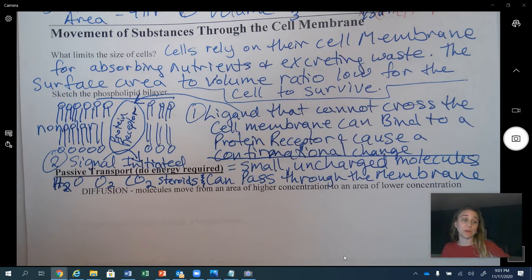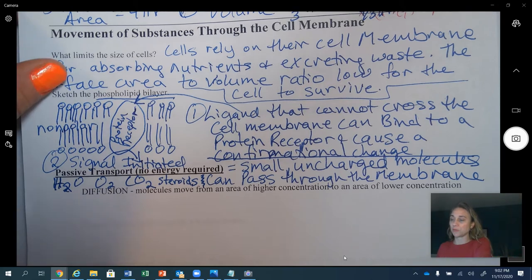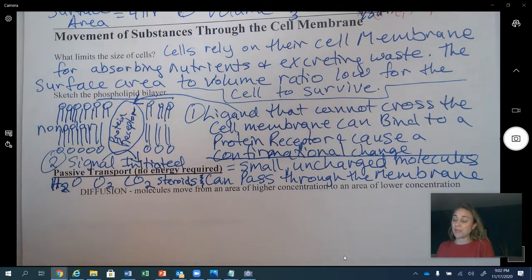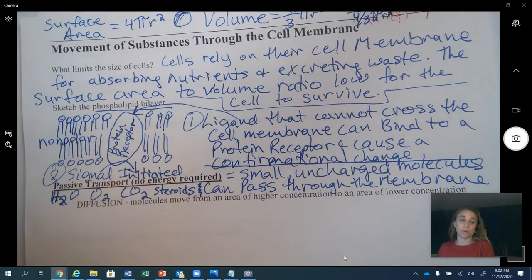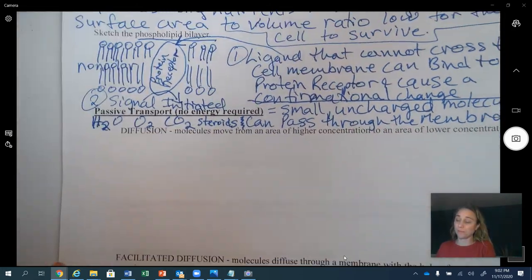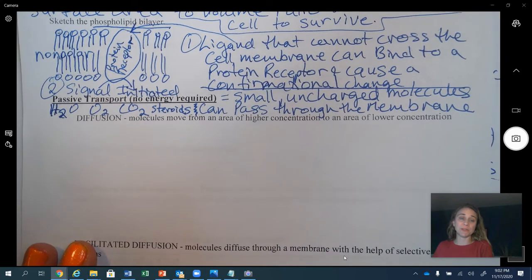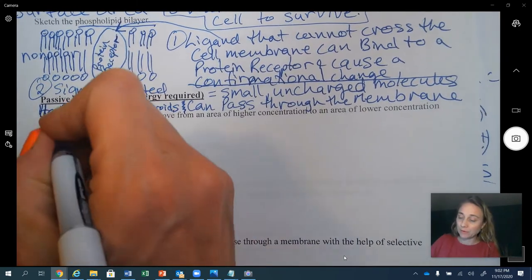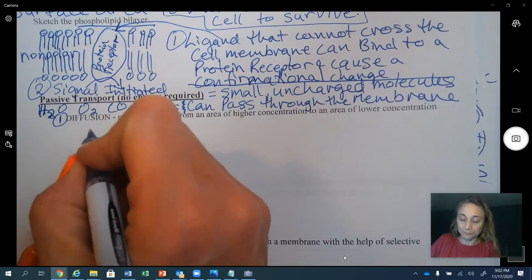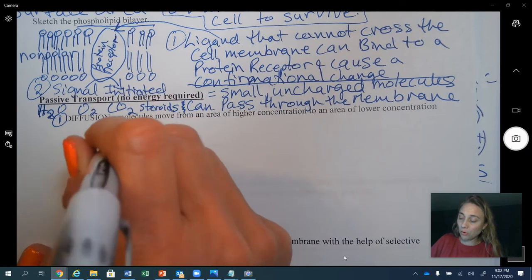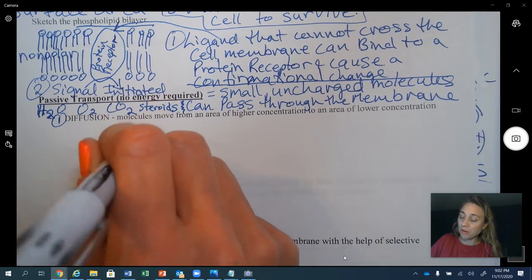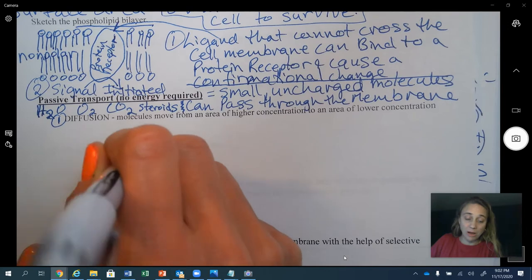Some hormones can, like steroids, but molecules we need in a cell, like glucose and nutrients, are going to need other things to travel across the cell surface, like proteins. But first, we're going to talk about passive transport. No energy required, passive transport. And our favorite is diffusion, right? Say number one, diffusion. And that's just your normal molecules moving from an area of high concentration.